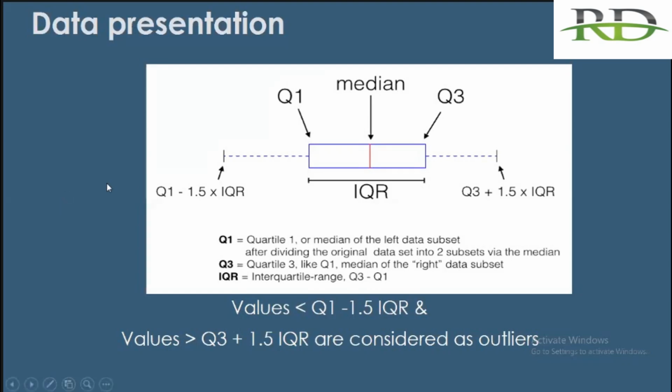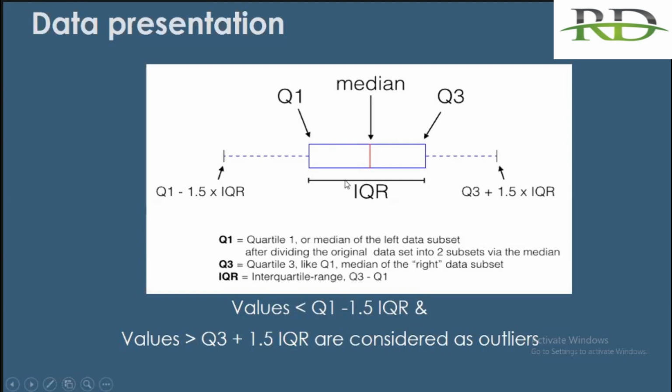This line on the left is made at the point Q1 minus 1.5 times the interquartile range. What is the interquartile range? This difference, Q3 minus Q1, is known as the interquartile range. And this line at the right is made at Q3 plus 1.5 times the interquartile range. Now, if the data is normally distributed, all these distances would be equal.